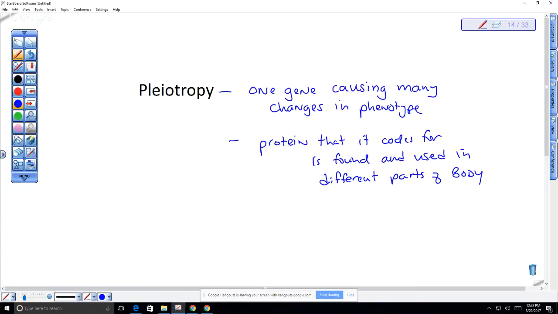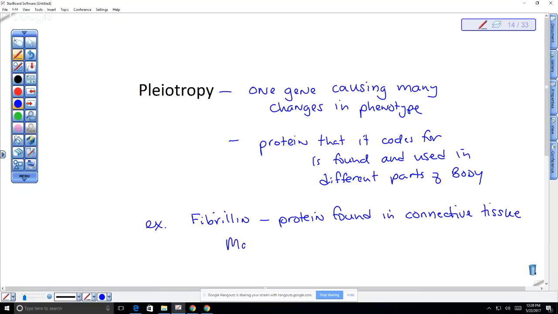So a good example of this is the gene that codes for a protein called fibrillin. So this is just an example, one example. Fibrillin is a protein found in connective tissue. And we know that connective tissue is very diverse, right? It includes fat, and it includes blood, and it includes bone and cartilage. So if you had a defect in the gene that codes for this protein, then it could cause many, many changes in the phenotype. So this example is what is referred to as Marfan's syndrome.